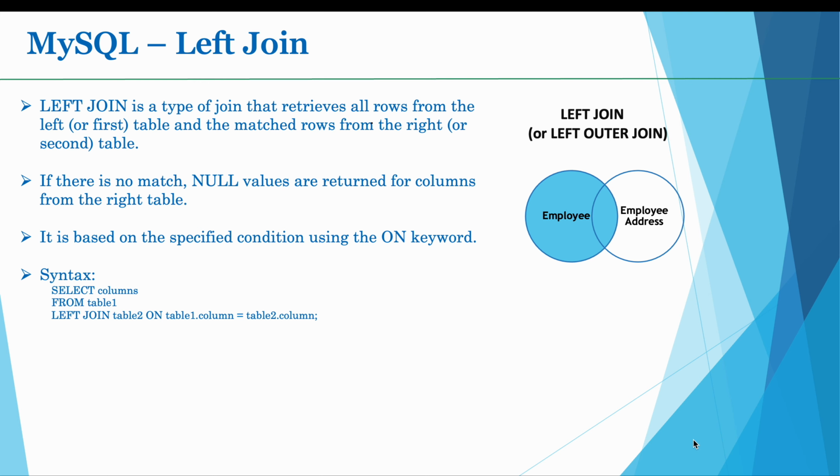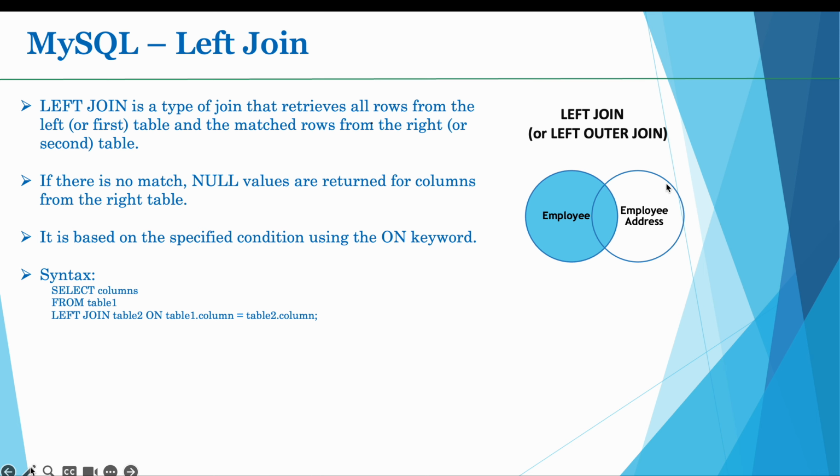Welcome back. In this session, let's look into the left join. Left join is a type of join that retrieves all the rows from the left table and matching rows from the right table. So if you take the employee and employee address tables, it will fetch all the records from the employee table as well as from the employee address. Whatever matching records we have in the employee address, those records also get fetched.